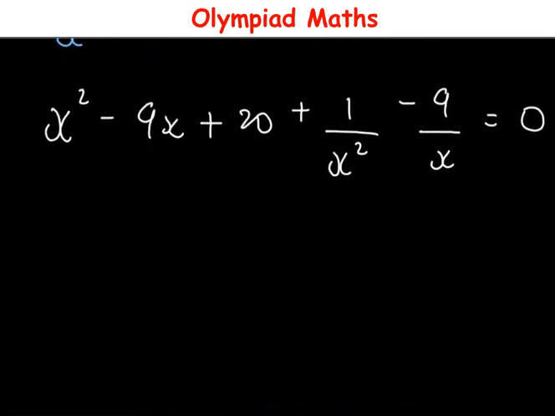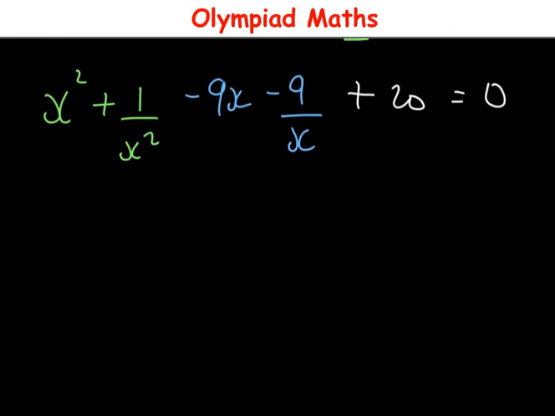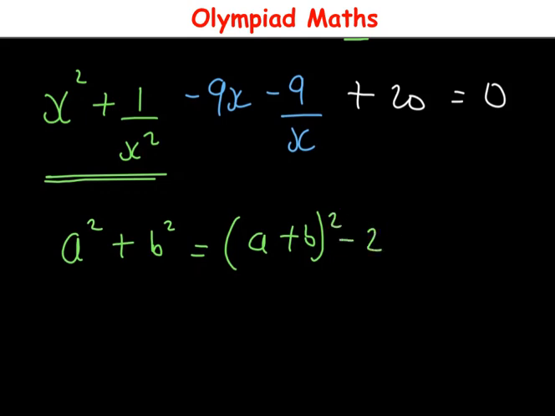So from here, we are going to rearrange this, bringing x squared and 1 over x squared to each other, and also -9x and -9 over x to each other. So we have x squared plus 1 over x squared, and also we have -9x, then -9 over x. Also we have plus 20, and this equals 0. Looking at this right here, it is in the form of a squared plus b squared, and a squared plus b squared equals (a + b) squared minus 2ab.